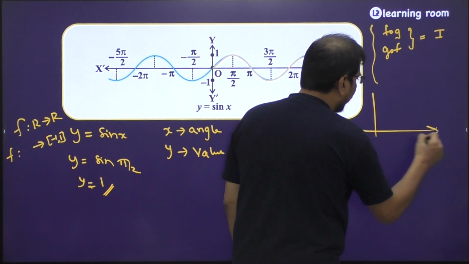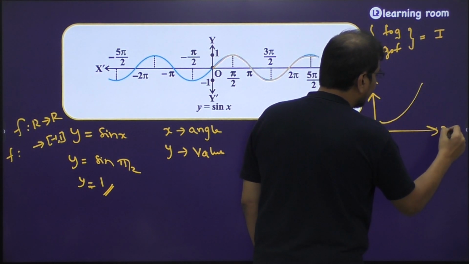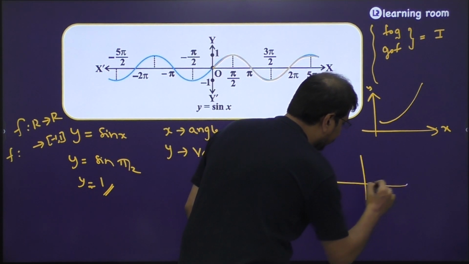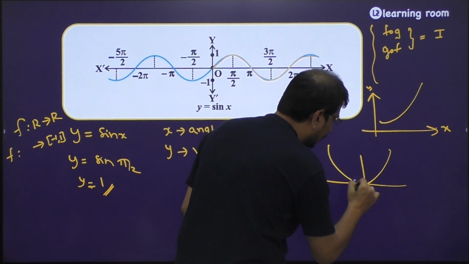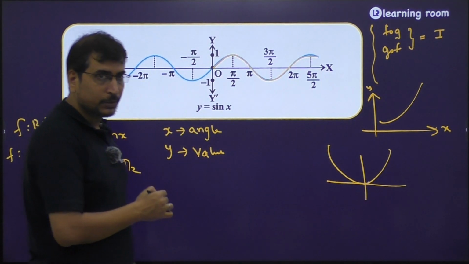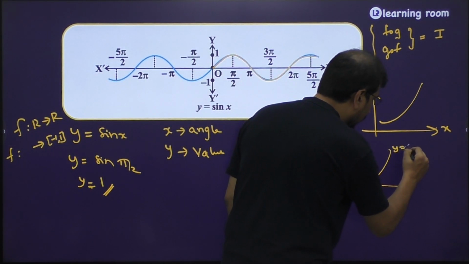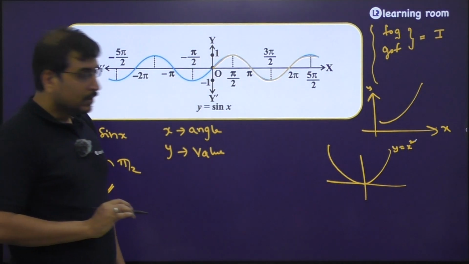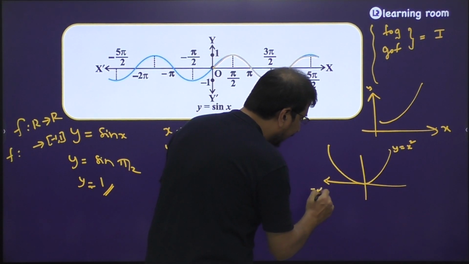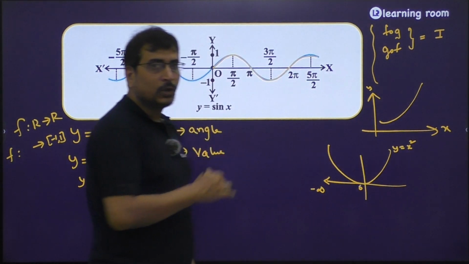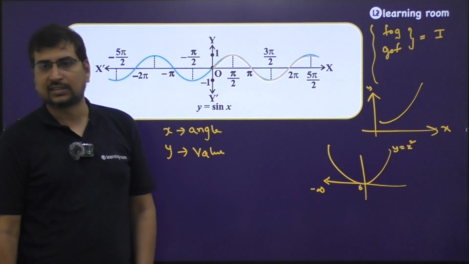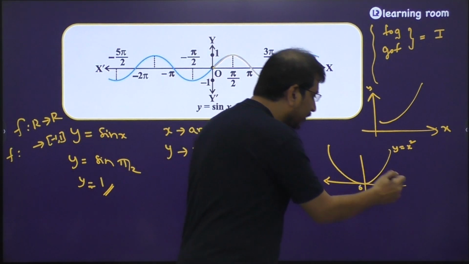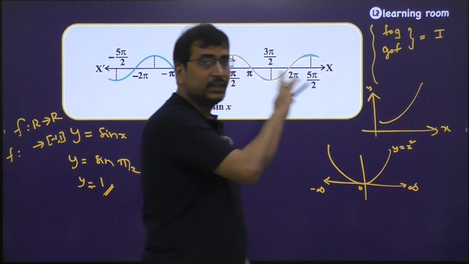So if I take a graph like this, for example, I'll take this parabola. What is the equation of this? y is equal to x square. It's an upward parabola. Now, if I ask you from minus infinity to 0, tell me what is the nature of this function. Is it decreasing or increasing? Look at the graph and tell me. It is decreasing. From 0 to infinity, it is increasing.